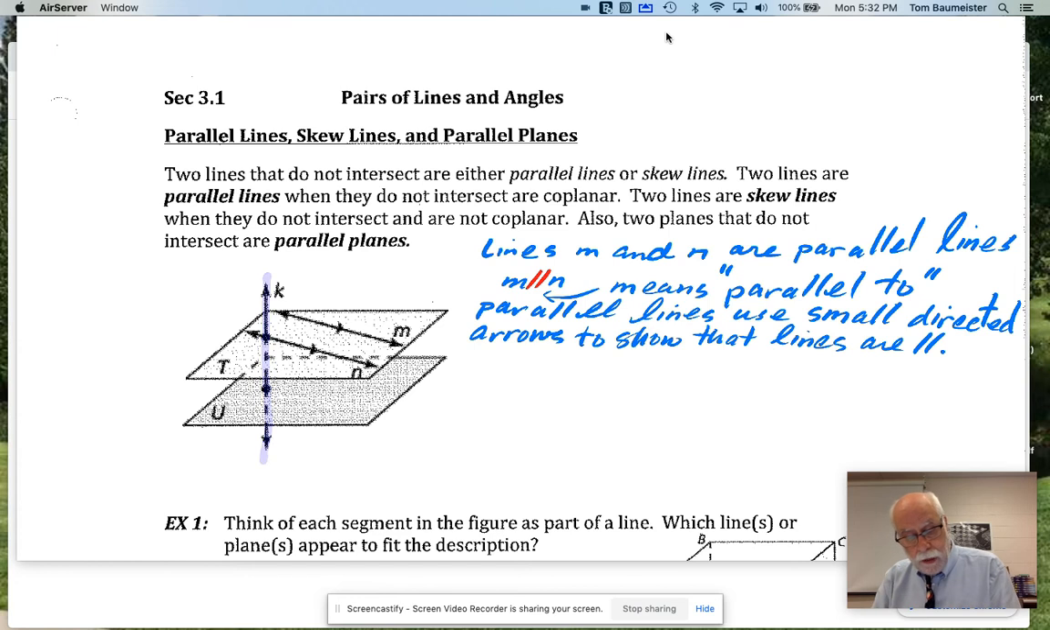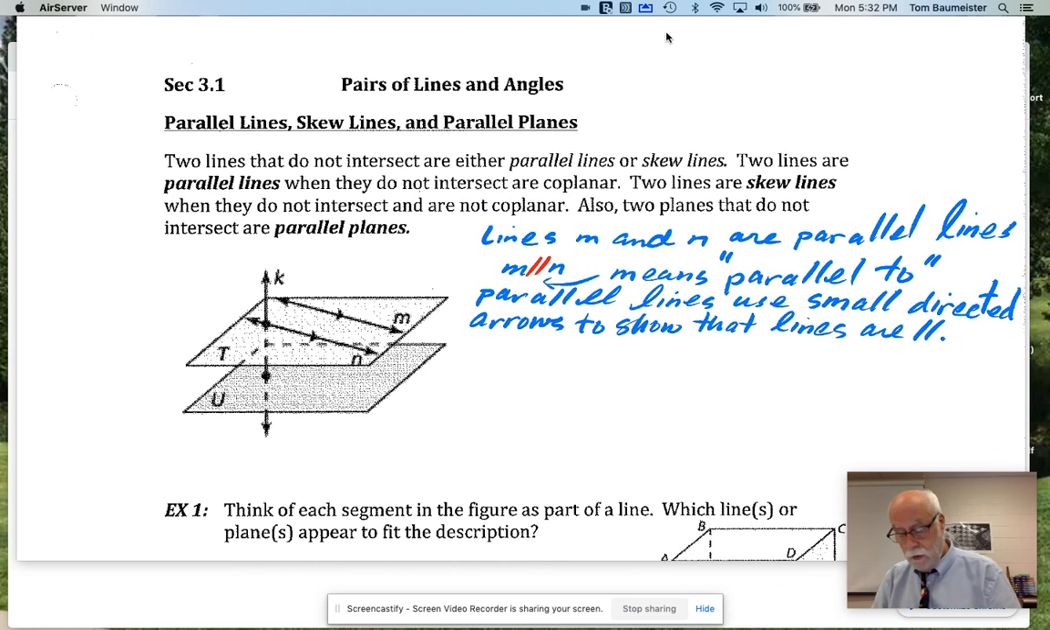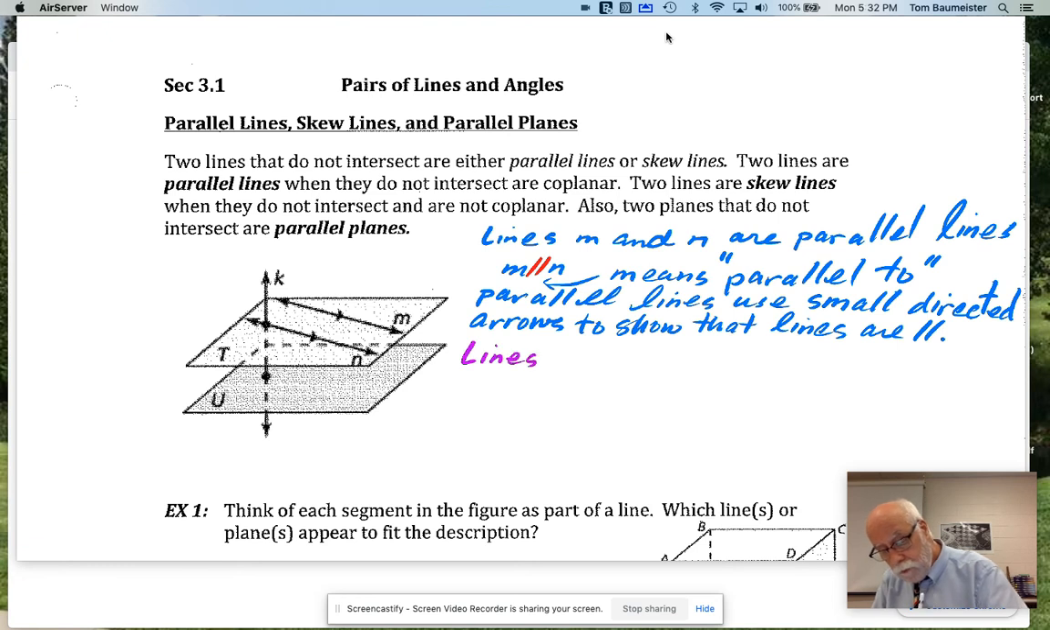K does intersect N. So we know that they can't be skew, but it does not intersect M, and they are not on the same plane. All right, so they're not on the same plane. So we can state then that lines M and K are skew lines.